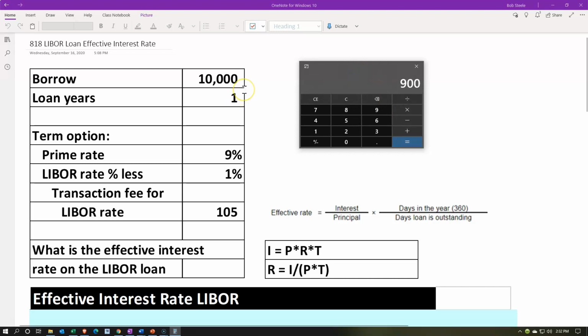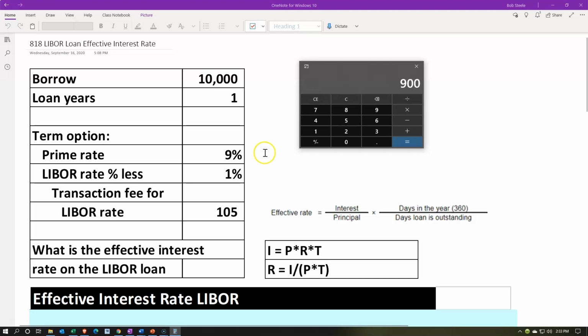So I would take the $10,000 loan. If it was just a normal 1-year loan, we would get the purchasing power of that loan over that time period. We'd have to pay back the principal, which would be the $10,000, and basically the rent on that, or the cost of the loan, which would be $900 at the end of that time period. That's our normal kind of structure that we would think about. So it costs us $900.